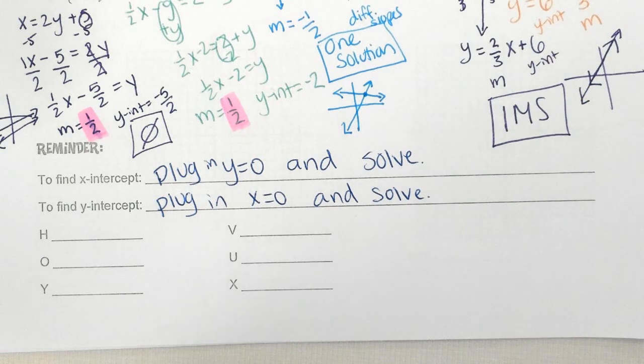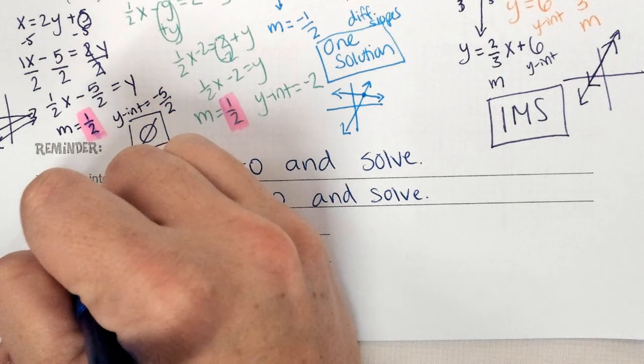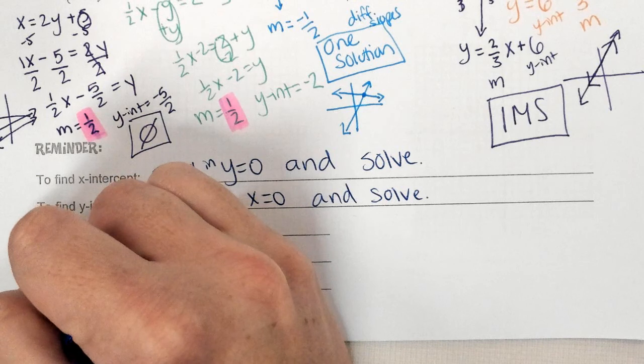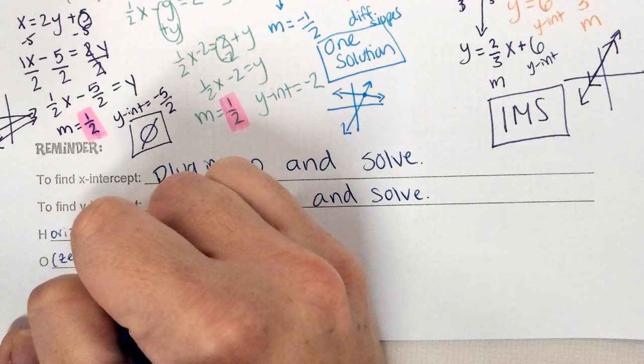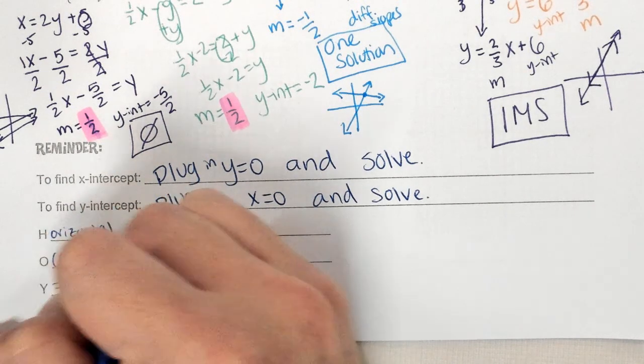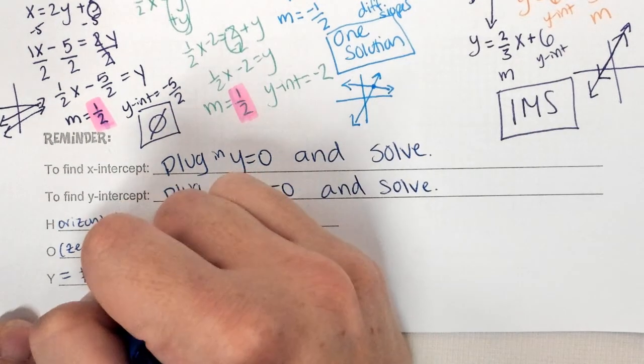Okay, don't make me cry. What does HOY stand for? Horizontal, zero slope. Not intercept. It's a y equals equation. So I'm going to write y equals a number. And remember, it has no x.